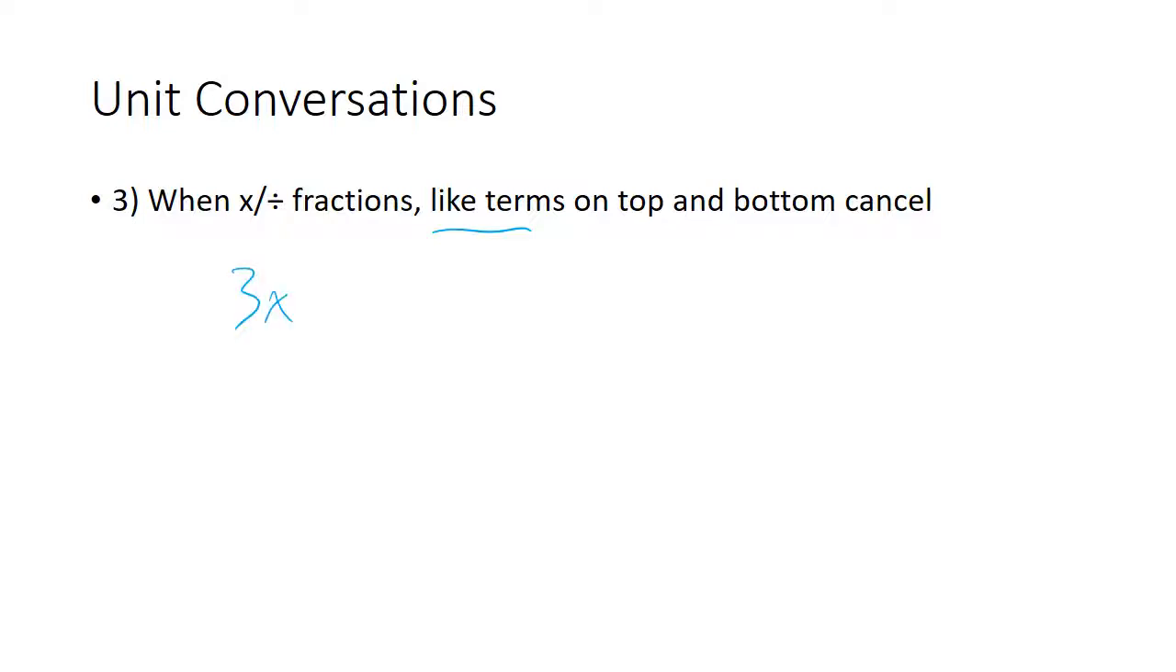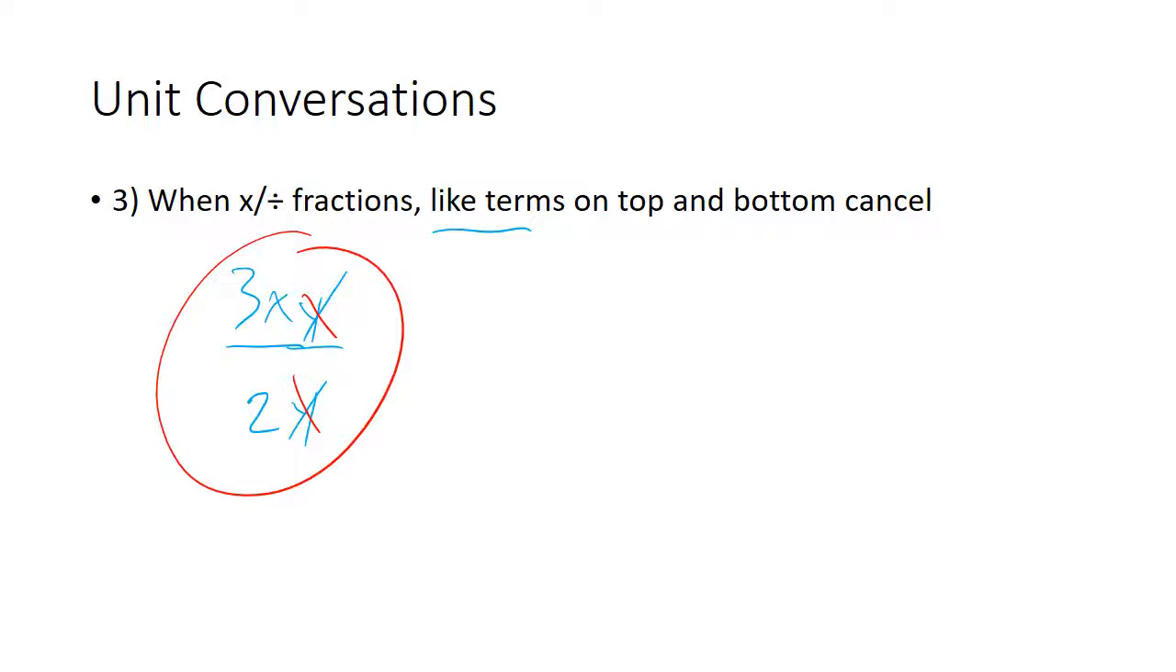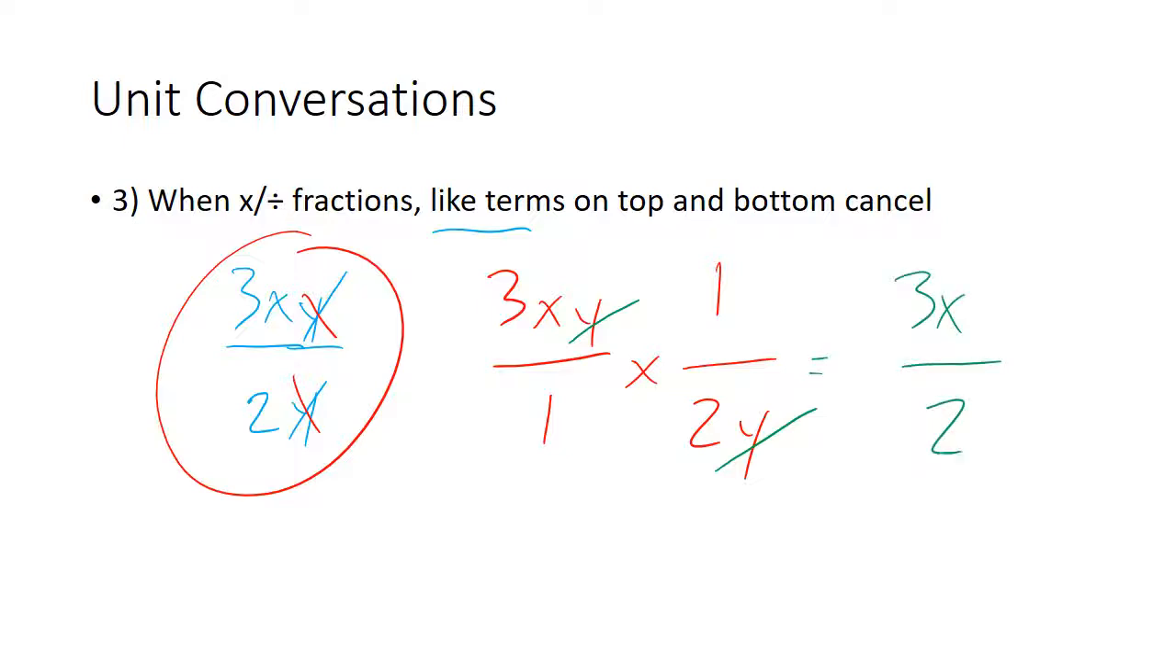If you had 3xy divided by 2y, you know that those y's can cancel each other out, right? Because you have one on the top, one on the bottom. If you're multiplying all this together, you don't even have to wait till the end to simplify. Let's say we had 3xy over 1 times 1 over 2y. Before you even put this together, you can look at this and go, okay, there's y on both, so they cancel each other out. So my answer is going to be 3x over 2.